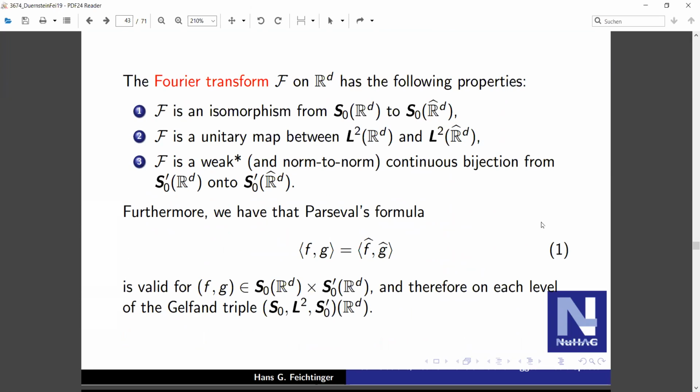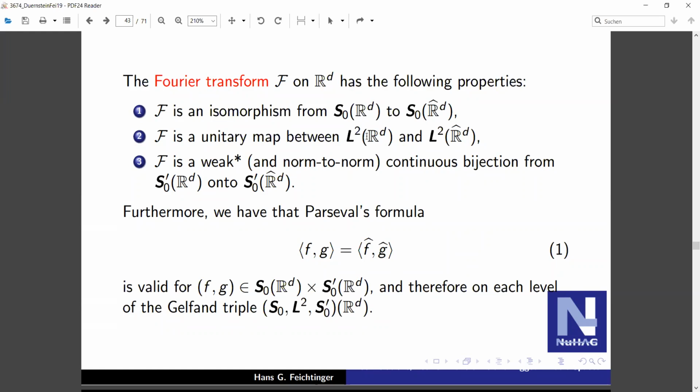Summary of what I can say about the Fourier transform: it is a Banach-Gelfand triple automorphism. It's even a unitary Banach-Gelfand triple automorphism. Recall, a mapping between two Hilbert spaces is called unitary if it's a bijection and if it preserves the scalar product, hence if it preserves the norms.